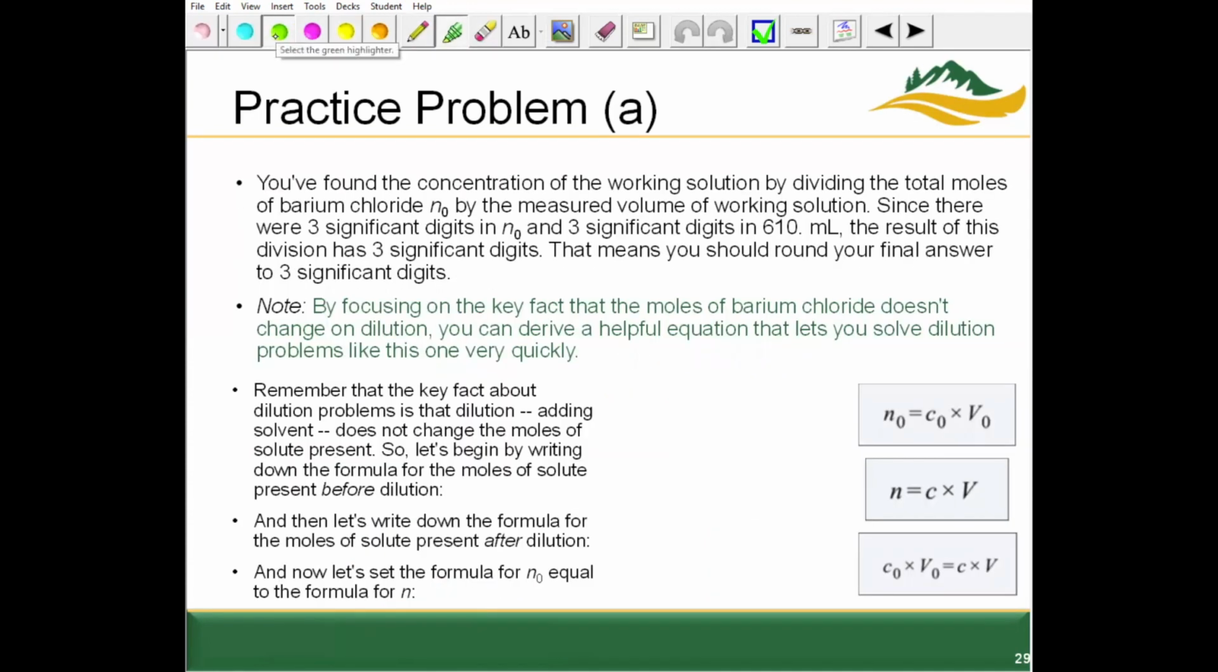What we did to solve this problem successfully was use the key fact that the moles do not change upon dilution. So N naught and N are going to be the same: the number of moles before dilution equals the number of moles after dilution. Then we can equate these two to get the general formula for a dilution equation.